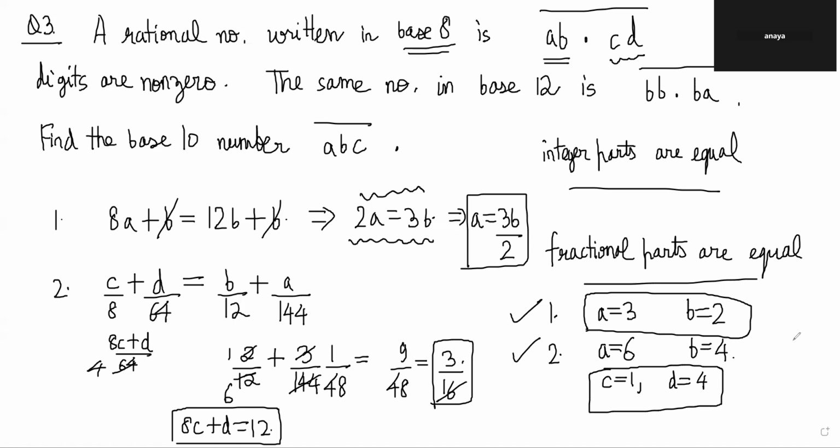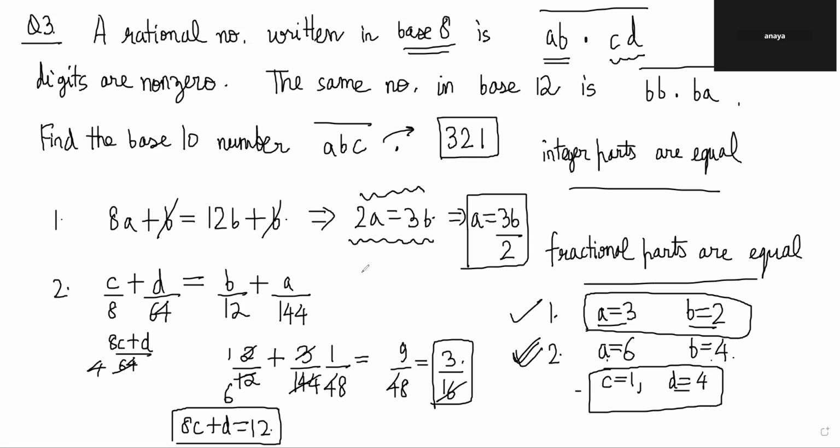So this is the only possibility, right? Do you understand what I'm saying? Yes, I understand. So we are getting A is 3, B is 2, C is 1, and D is 4, right? Similarly, you can also check the other case where A is 6, B is 4, correct? So one of the cases that we are getting is ABC is 3, 2, 1.